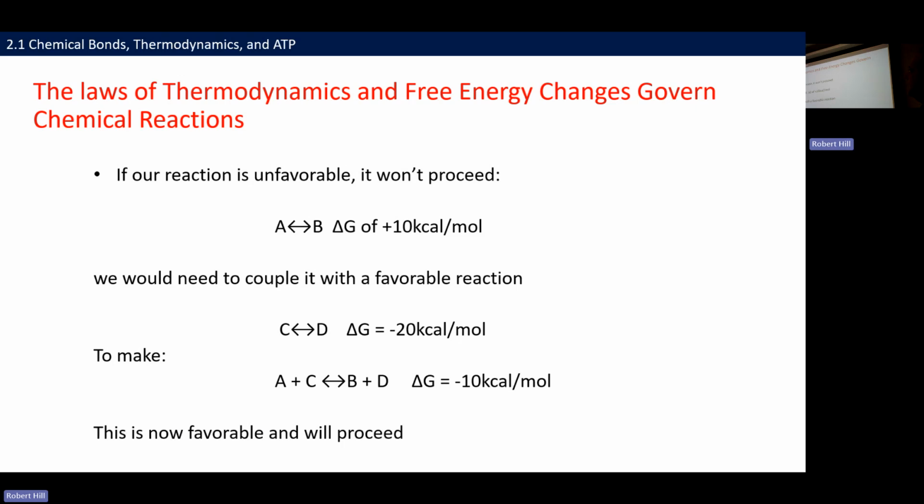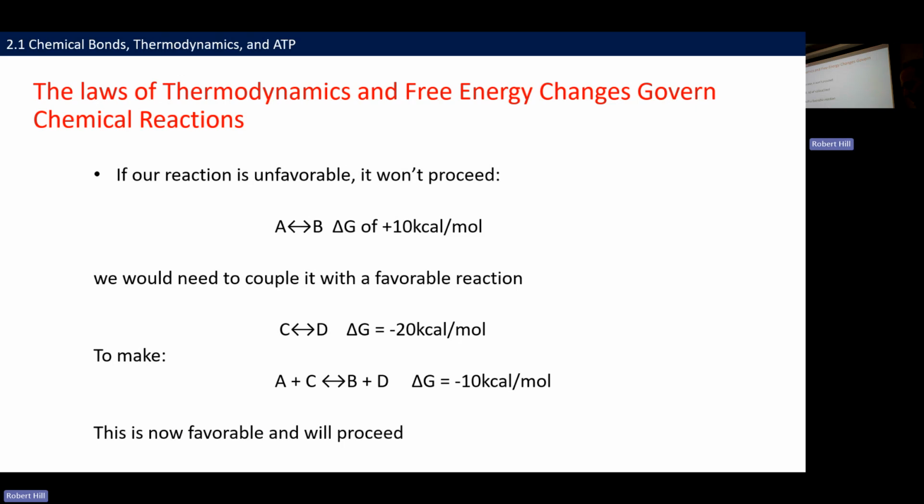All right, so the reaction of going from A to B has a delta G of plus 10 kilocalories per mole, and that's the unit for Gibbs free energy. It's a measure of energy per mole. All right, so if it's plus 10, is it going to go forward spontaneously or not? It's not. So we need to couple it.